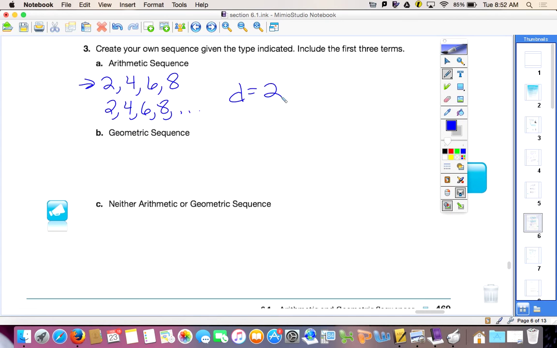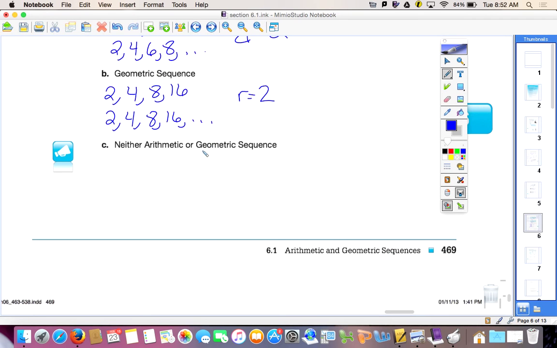Now, if we want to look at common ratio, we could say 2, 4, 8, 16. Now, this would be considered a finite series because it simply ends at 16. If we wanted an infinite one, we could say 2, 4, 8, 16, and so on, the ellipses. And again, this would be considered geometric because you've got a ratio of 2 here. That means 4 divided by 2 is 2, and 8 divided by 4 is 2, and 16 divided by 8 is 2.